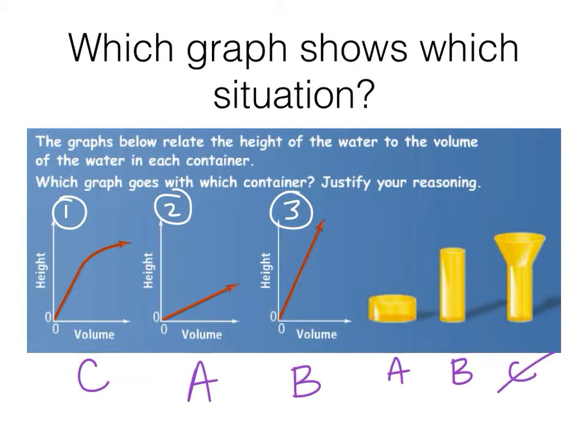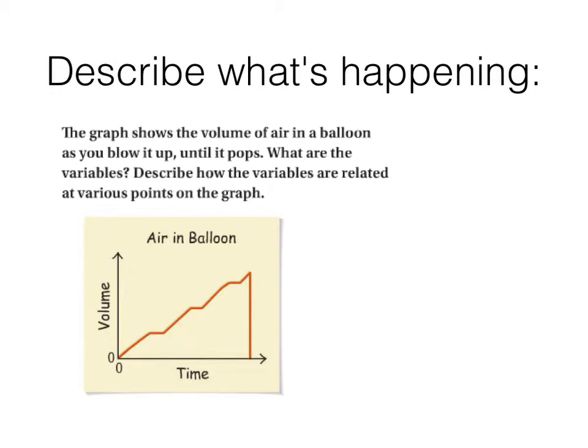Let's take a look at another graph. This time we're going to describe what's happening. So we have the situation, we have the graph, and we need to describe it. The graph shows the volume of air in a balloon as you blow it up until it pops. What are the variables? Let's start with that. The independent variable is the time, because the volume of the balloon changes over the time. So as the time changes, the volume changes in turn. And the dependent variable is the volume.